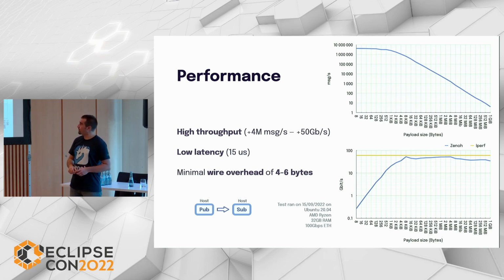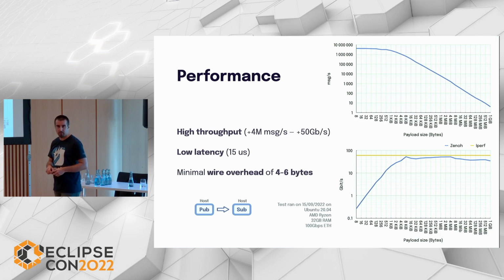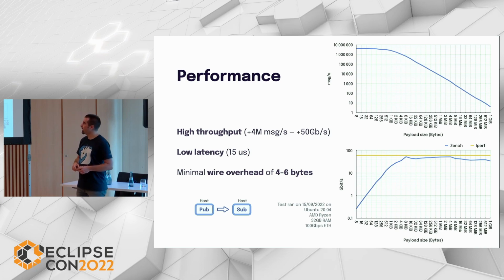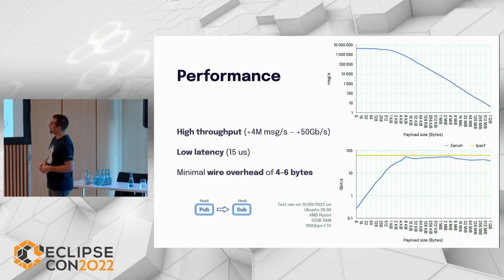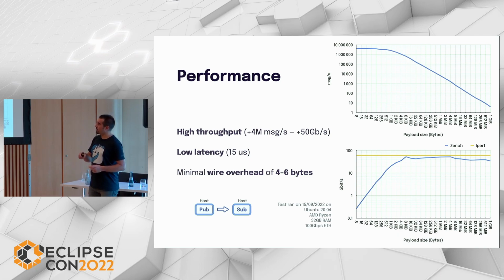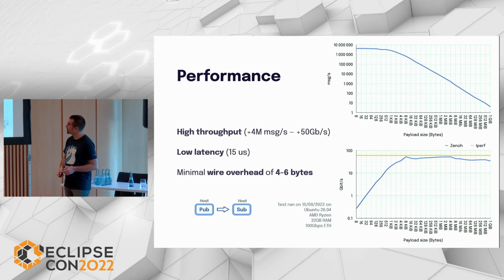For latency, we have a very low latency of 15 microseconds. And recently we had very nice feedback on our Discord channel from a user who was comparing Zeno latency with gRPC for query replies, and he had very good results. So he likely replaced all his gRPC usage with Zeno. The good point with Zeno is also that we have very little overhead with regard to your payload, which can go down to 4 or 6 bytes depending on the profile you're using.